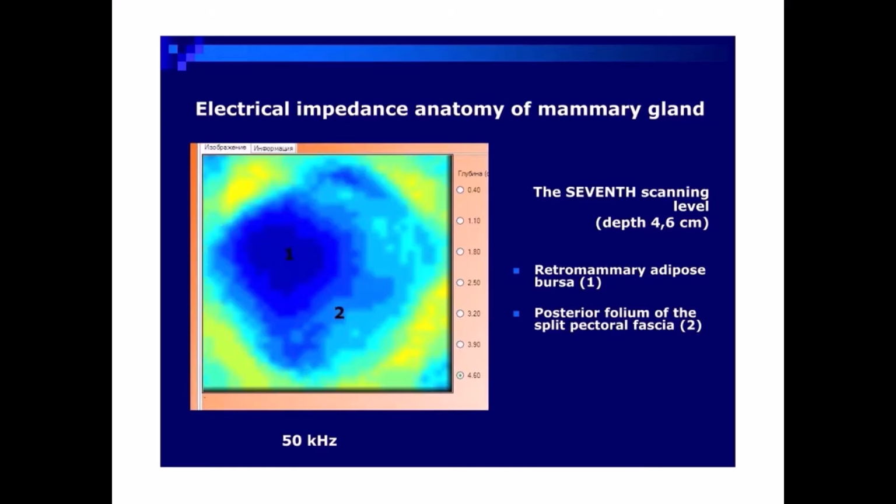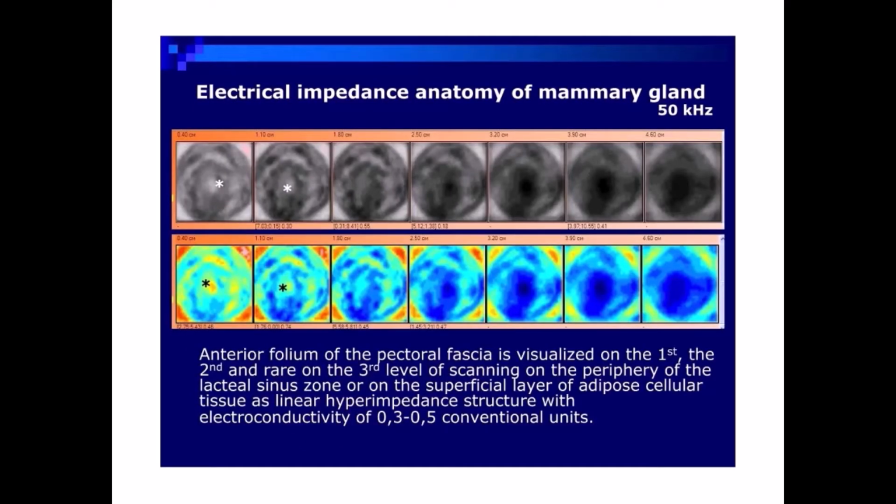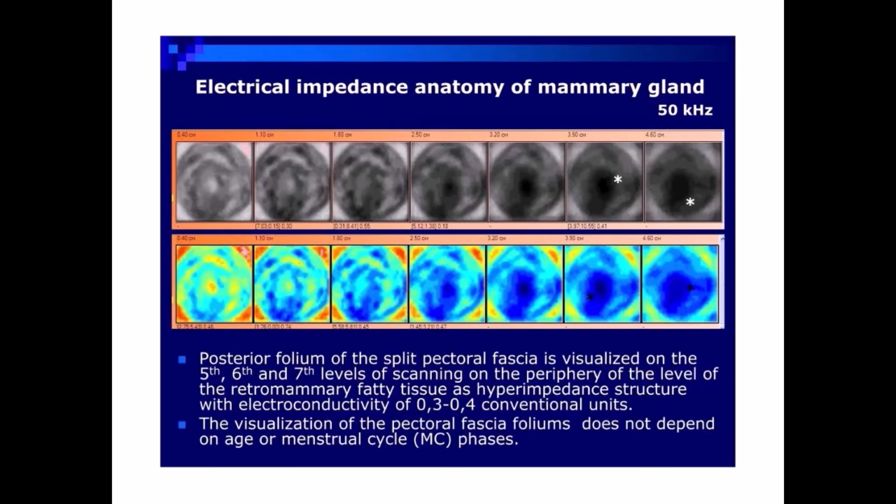50 kHz. Electrical impedance anatomy of the mammary gland, 50 kHz. The anterior folium of the pectoral fascia is visualized on the first, the second and rarely on the third level of scanning, on the periphery of the lacteal sinus zone or on the superficial layer of adipose cellular tissue, as a linear hyperimpedance structure with electroconductivity of 0.3-0.5 conventional units.